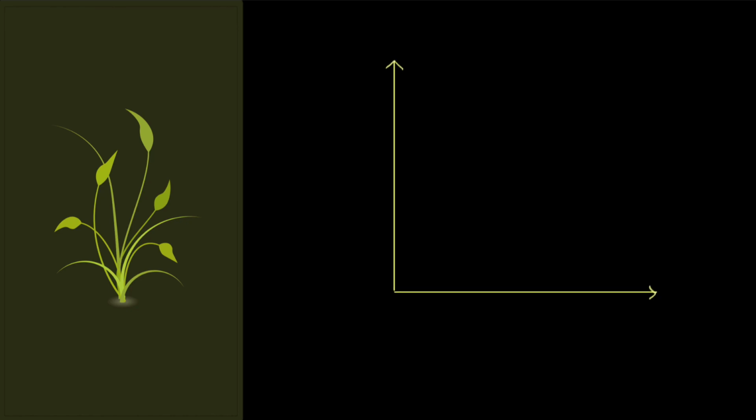We are going to keep the intensity of light on the x-axis and we are going to plot the photosynthesis rate against the intensity of light. Now what would you expect?